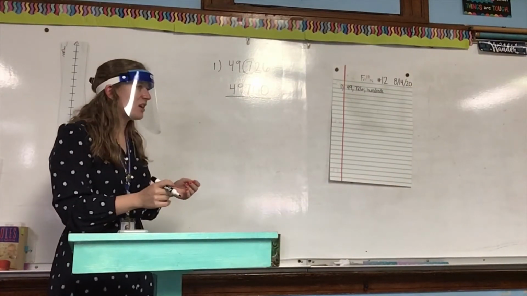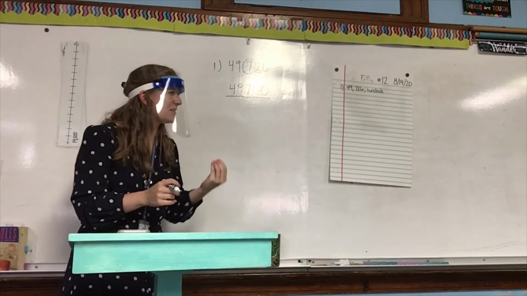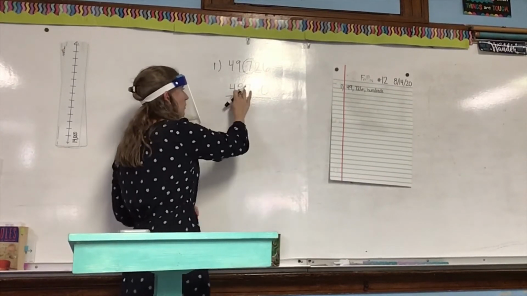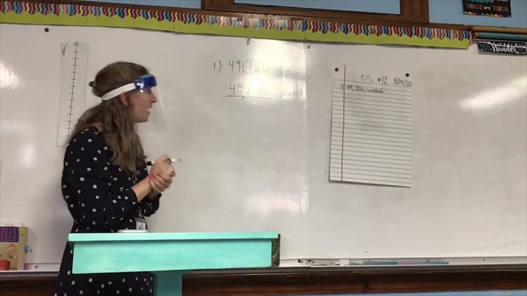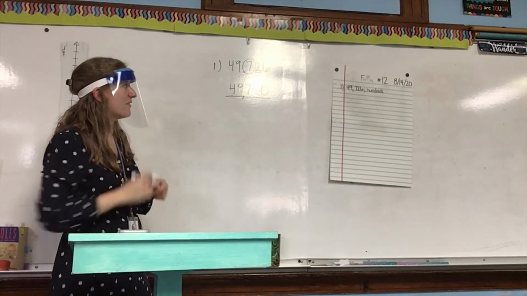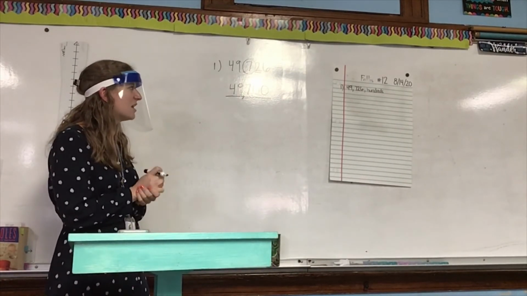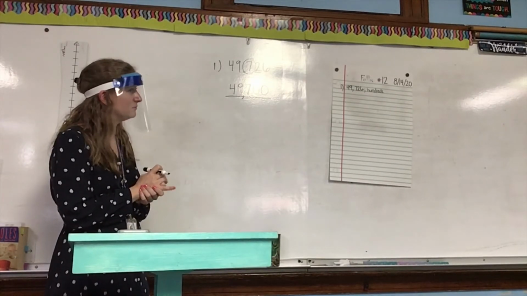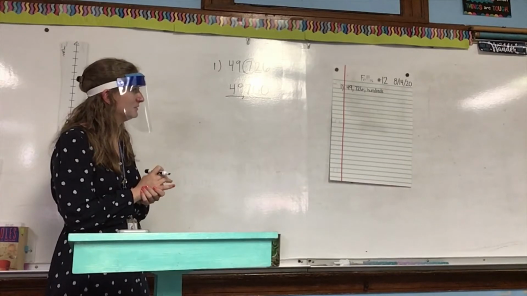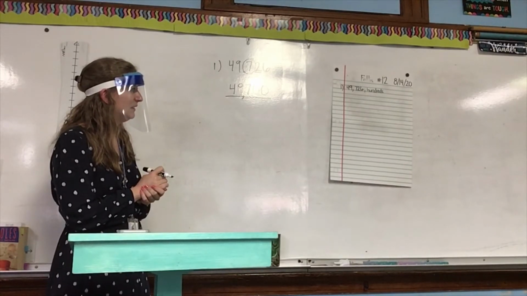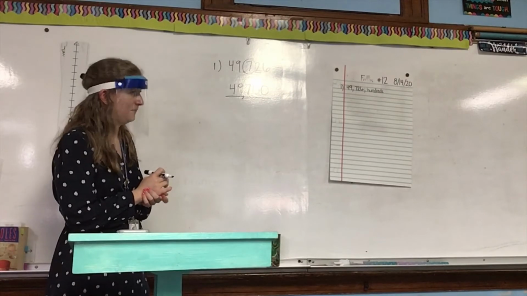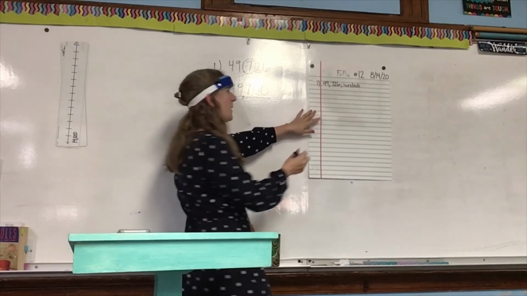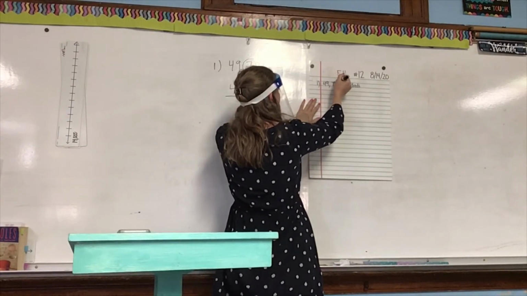Okay, Zadie, now I need to check for commas. I put a comma every how many digits? 3. 1, 2, 3, comma. 1, 2, I don't have a third, I'm fine. So that means 49,726 rounded to the nearest hundred is what, Zadie? 94,000. No. Try again. You just flipped them. 49,700. Very good.